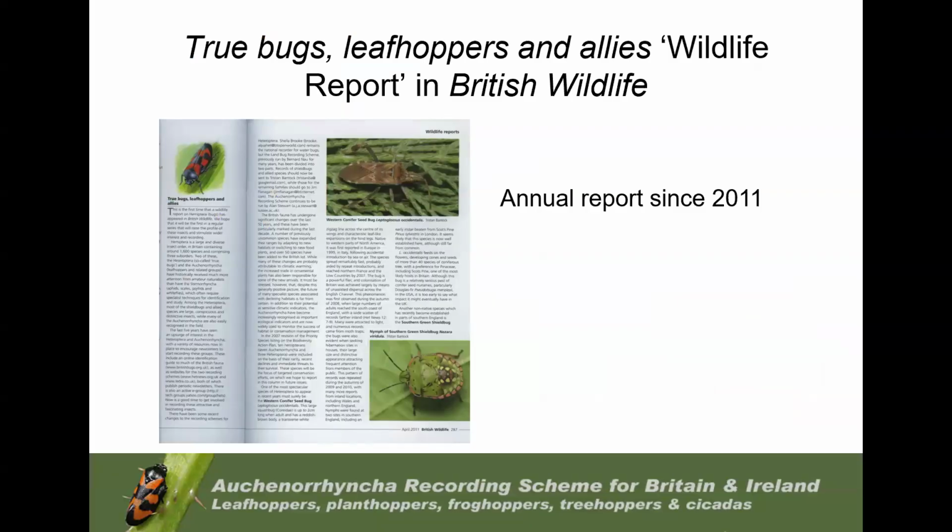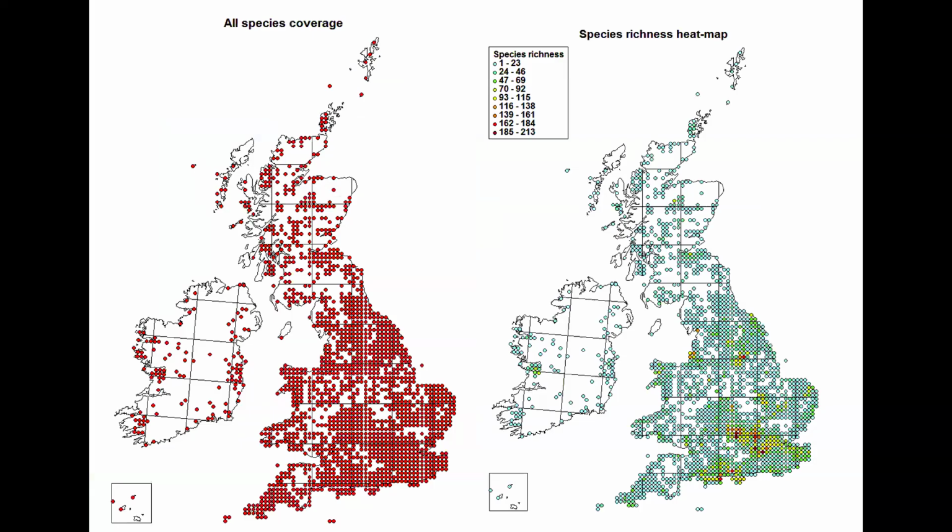If you're interested, Tristan and I write an annual report in the journal British Wildlife, which some of you may read. It's a very good magazine, apart from anything else, but has lots of good reports across all natural history. We write an annual report, just outlining the major developments in leafhoppers and other hemipterans once a year. That's worth having a look at.